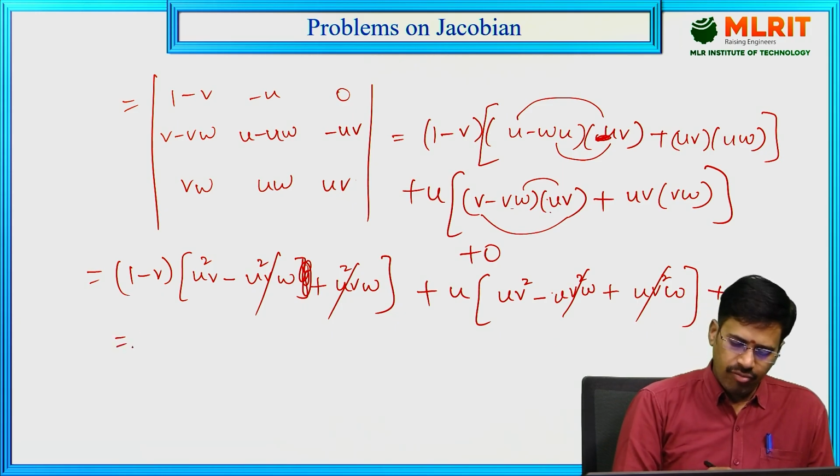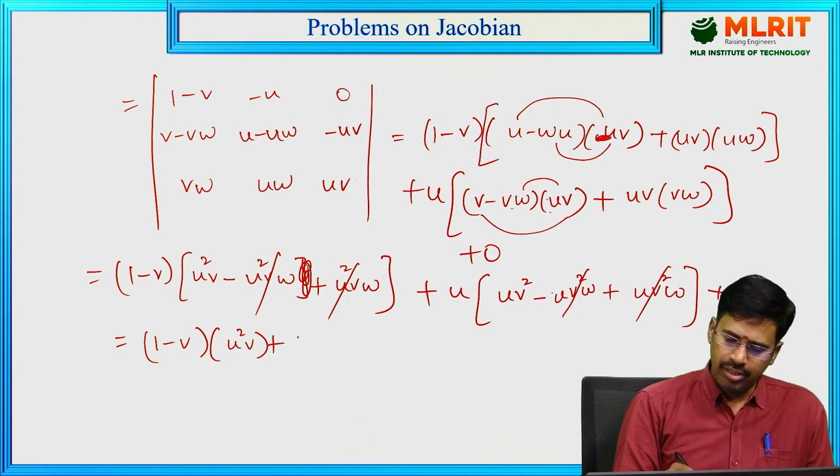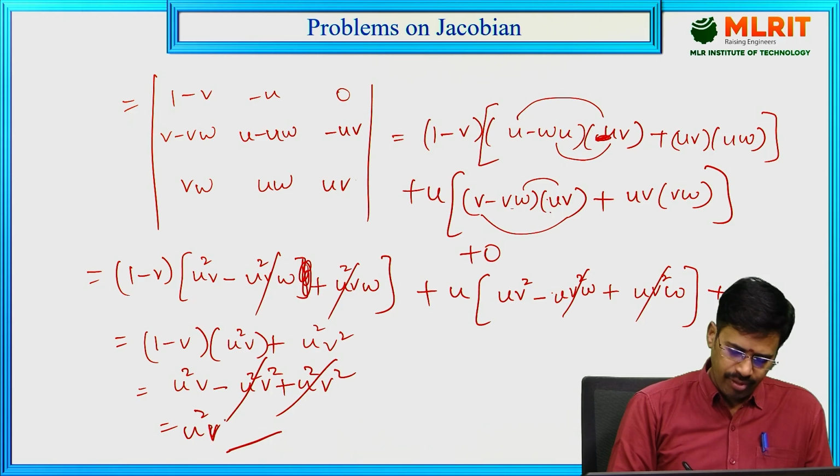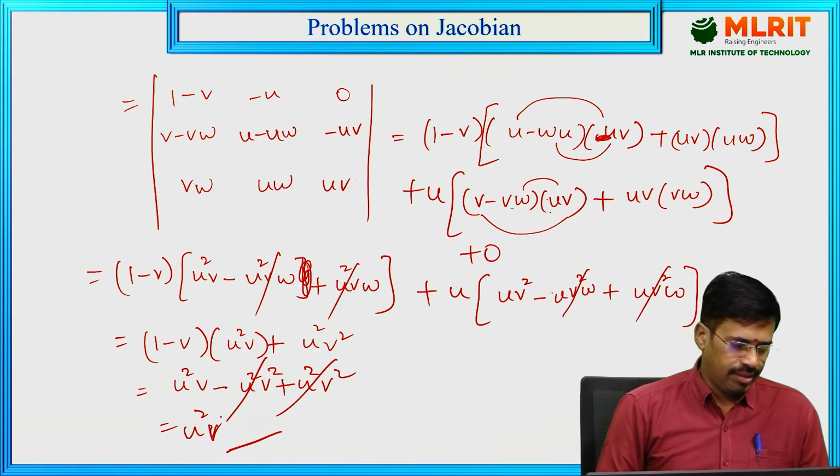So this is equal to 1 minus v into u square v plus u square v square, u square v minus u square v square plus u square v square. So this is u square v. This is the answer.